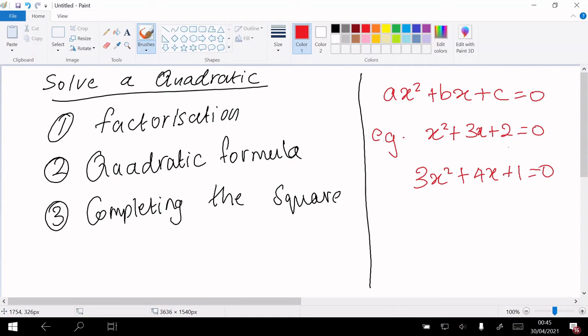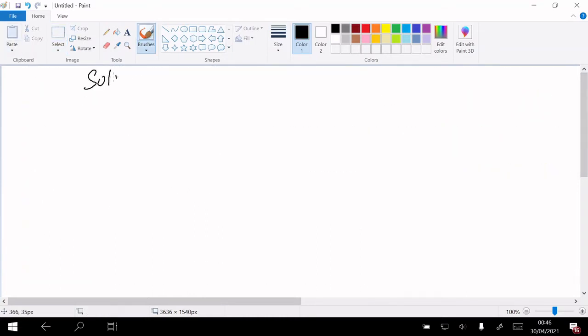So in this video, we will be focusing on just factorization, and there will be other videos based on the quadratic formula and completing the square. So let's get started. Factorization.